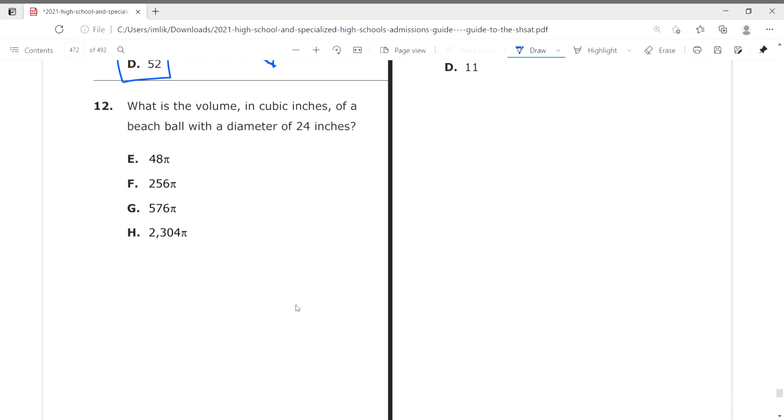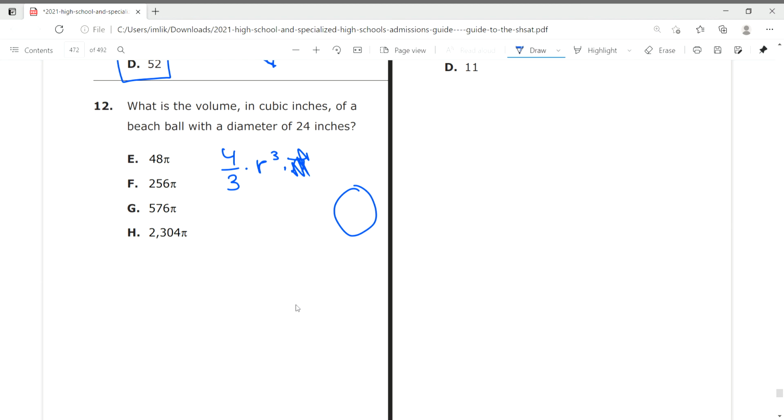So you should know that the volume of a sphere, a beach ball is a sphere if you didn't know, is 4 over 3 times radius cubed times pi. That is the formula, remember that. On my test, this kind of geometric sphere volume problem didn't show up, but it may show up on yours, so memorize it. And all of the answers are in pi, so we can just cross pi out. We're just looking at 4 over 3 times r cubed.